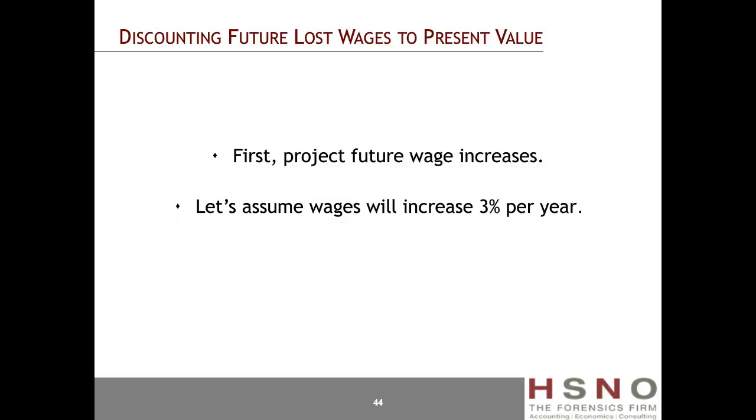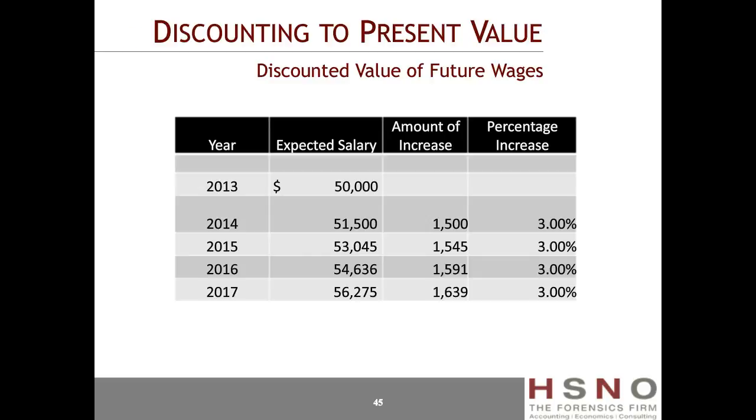Okay. So I'm going to go through this step by step for people who had no idea what I just said. First, we're going to project future wage increases. If we assume that wages will increase 3% a year, here we go. We start off in 2013, this person was going to be paid $50,000. Then they get a 3% wage increase. 3% of $50,000 is $1,500. So in 2014, they're going to receive a salary of $51,500. And then in 2015, they're going to get a 3% wage increase on that, so they're going to be receiving $53,045.